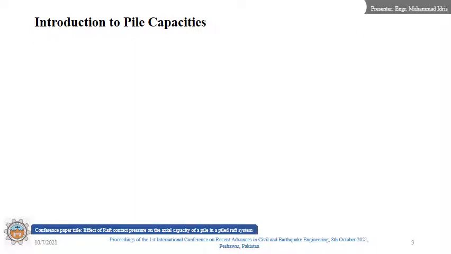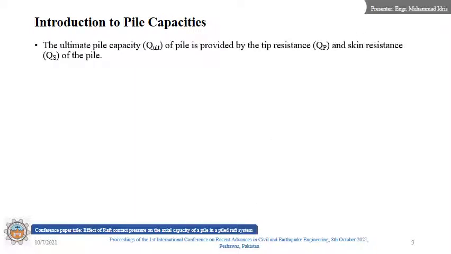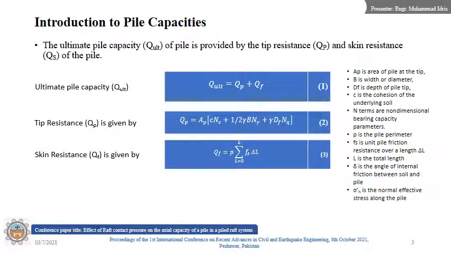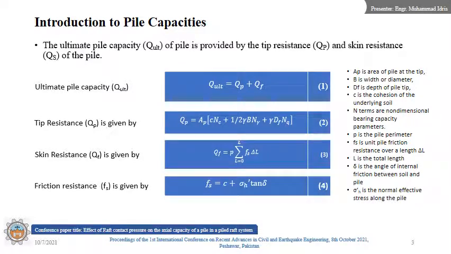Introduction to pile capacities. The ultimate pile capacity of a pile is provided by the tip resistance and the skin resistance. Equation 2 is provided here, which gives us the tip resistance of a pile, and equation 3 is for the skin resistance. However, this skin resistance further depends on the friction resistance, which is given in equation 4. As you can see in these equations, the pile capacity is dependent on the normal effective stress which acts along the pile.